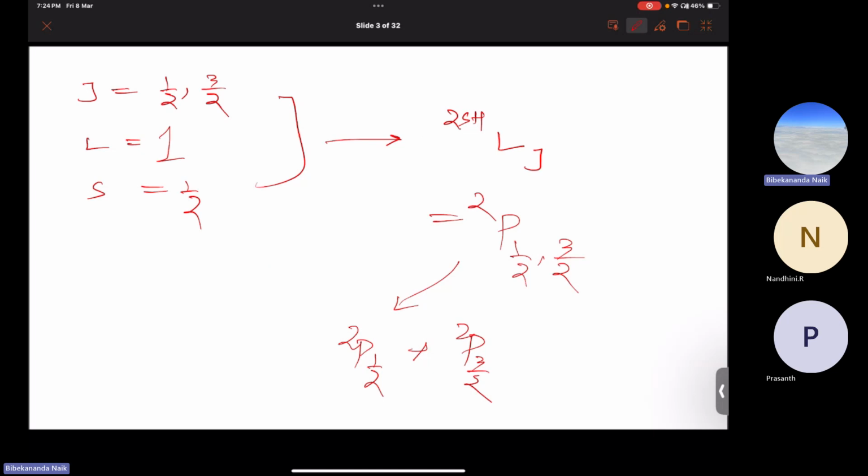So what does Hund's rule say? Since both have the same L and S value, but a different J value, for this condition, according to Hund's rule, what does Hund's rule say?